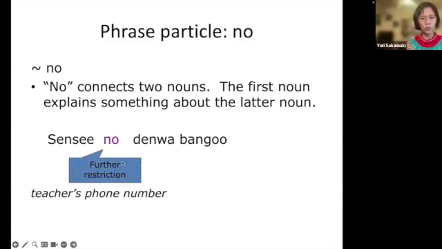All right. So this no restricts this 電話番号. It's not anybody's, but it's teacher's. So that's what no does. And 電話番号 is the main idea.